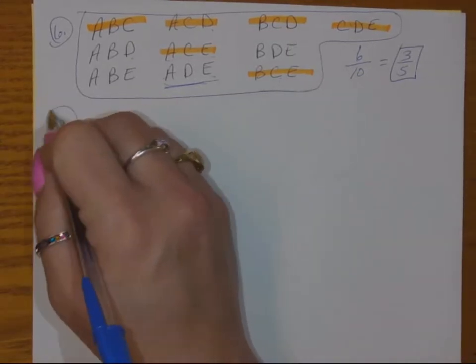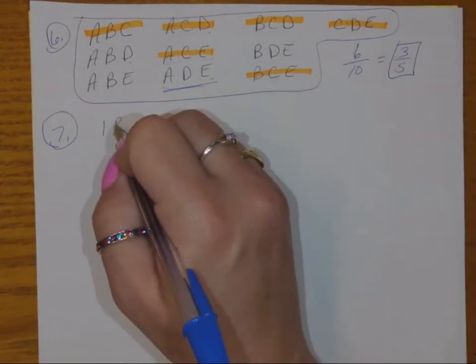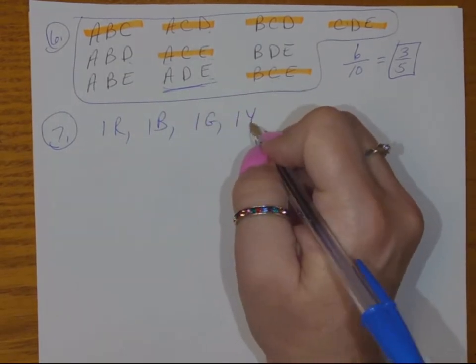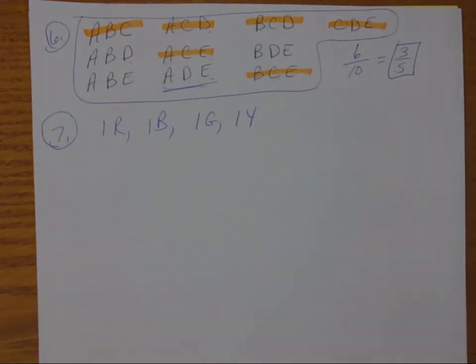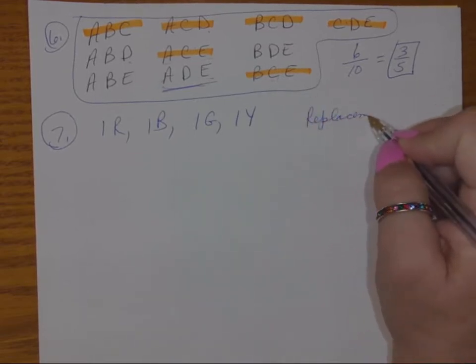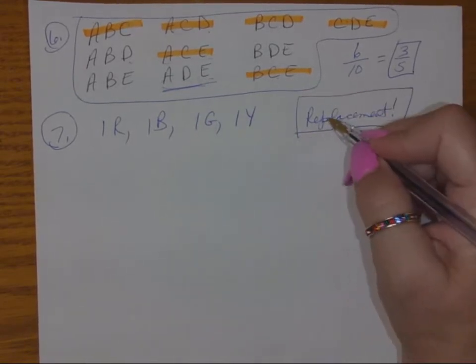A bag contains 4 chips, of which 1 is red, 1 is blue, 1 is green, 1 is yellow. Whenever possible, I will give you different letters for your colors so that you can abbreviate. A chip is selected at random from the bag and then replaced into the bag. Replacement. Okay, remember the difference between without replacement and with replacement.